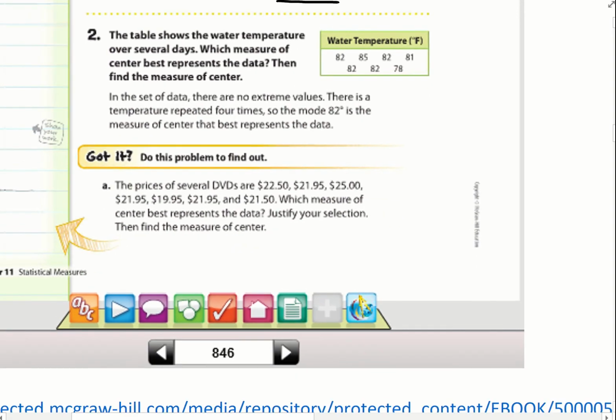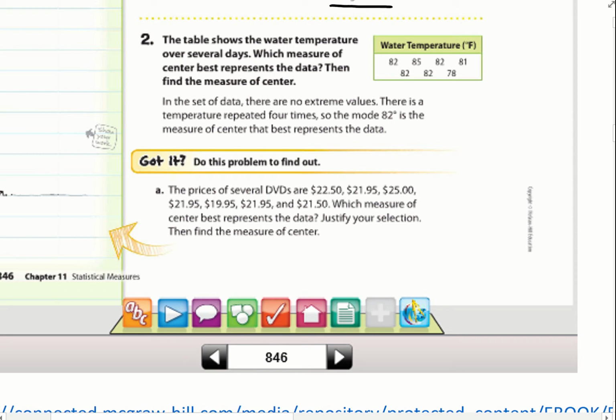a majority of the time. So example A, the prices of several DVDs are $22.50, $21.95, $25, $21.95, $19.95, $21.95, and $21.50. Which measure of center best represents the data? Justify your selection and find the measure of center. So if you notice, $21.95 has been repeated. We have 1, 2, 3 times. So we're going to use mode and $21.95. Because mode is a good representation that all the DVDs are about $21.95.